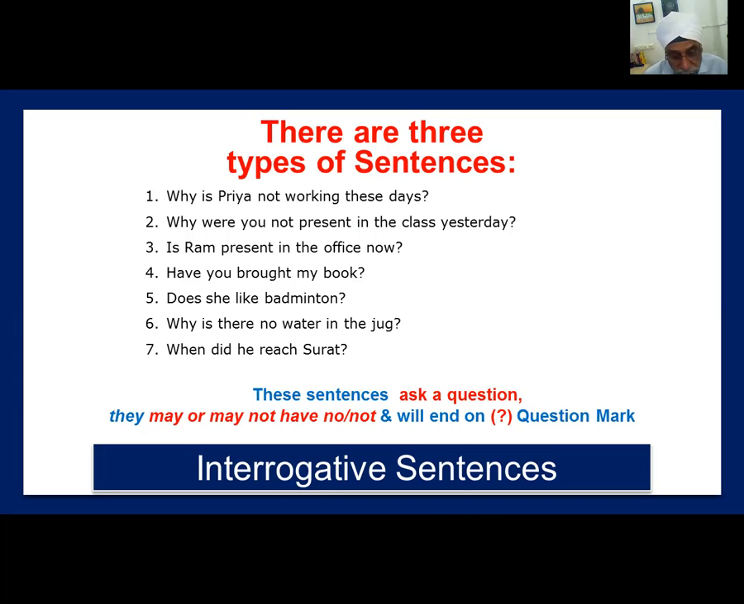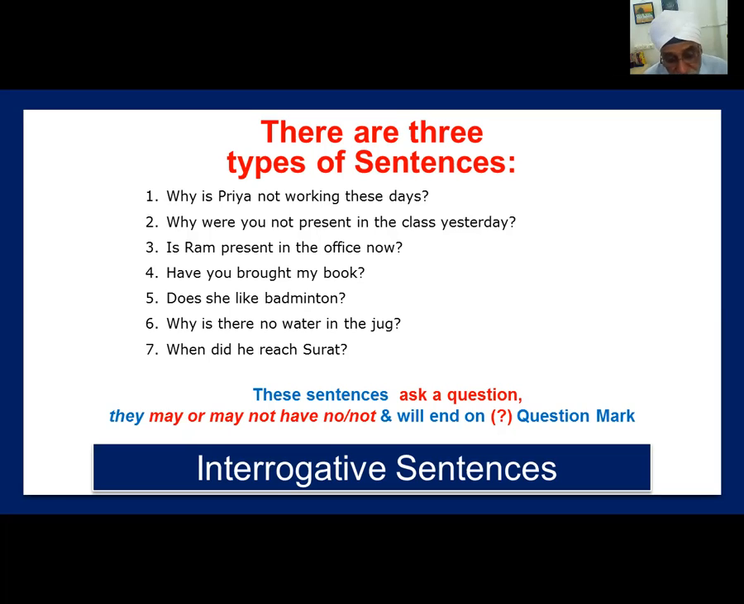Actually, an interrogative sentence will do three things simultaneously. Number one, an interrogative sentence will ask a question. Number two, in an interrogative sentence, we may or may not have the word no or not. Now we know a positive sentence will not have the word no or not. A negative sentence will have the word no or not. But in interrogative sentences, we may or may not have the word no or not. And third, most important, an interrogative sentence will end on a question mark.